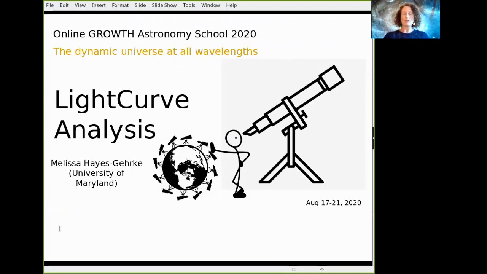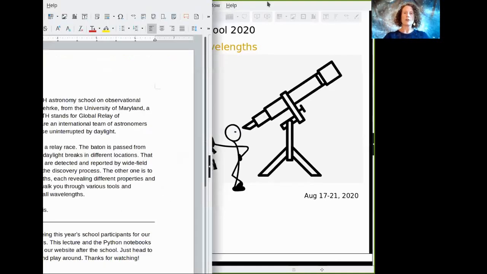That allows us to react quickly when interesting explosions are detected and reported by wide field surveys, but being fast is just one important aspect in the discovery process. The other one is to be able to look at cosmic objects at various wavelengths, each revealing different properties and physics. The lectures and tutorials in this school will walk you through various tools and techniques that will allow you to explore transients at all wavelengths. My lecture in particular will focus on light curve analysis.